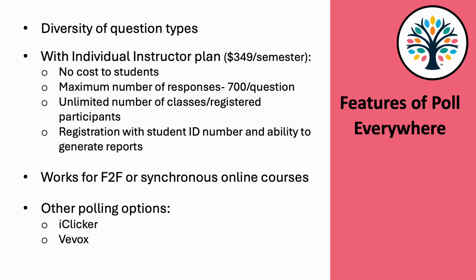The individual instructor plan runs about $350 a semester. So far, I've been able to get my department to cover that cost. But you have with that an unlimited number of classes and a maximum really of 700 participants in each class. So in particular for my large courses, this is very cost effective. You can also require that students register with their student ID, which allows me to match and import their participation grades in Canvas.